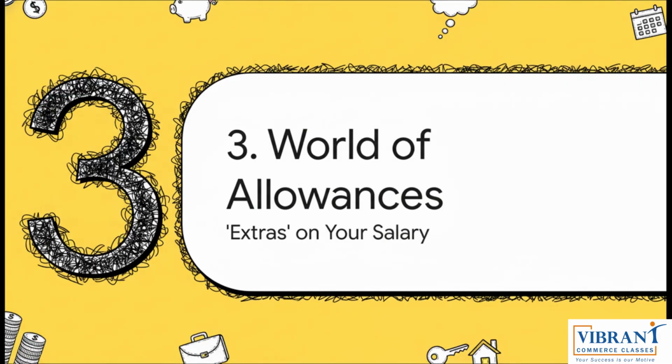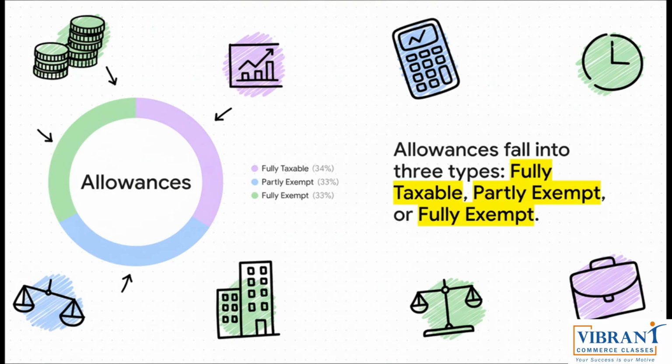All right, moving on to allowances. What are these? Well, you can think of them as the extras in your salary. They are fixed amounts of money that your employer gives you to cover specific expenses, like your house rent or maybe your travel costs. Now, these allowances fall into 3 basic categories. Some are fully taxable. A common example is dearness allowance. Others are partly exempt from tax, like the famous house rent allowance or HRA. And a few are fully exempt, like the allowances given to government employees who are serving outside India.